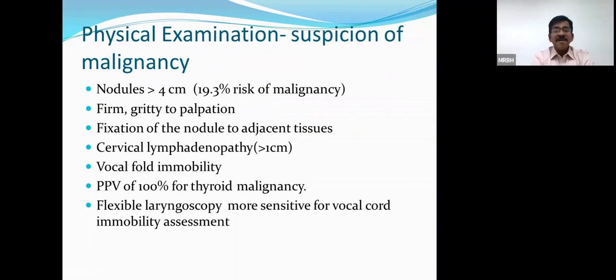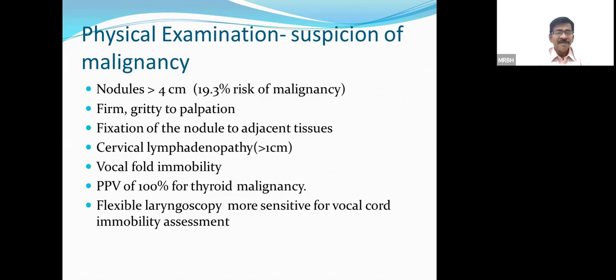What are the indicators of malignancy on clinical examination? Nodules more than 4 centimeters in size have a higher risk of malignancy. Nodules that are firm or gritty to palpation have a higher risk. Fixation of the nodule to the adjacent structures. Associated cervical lymphadenopathy of more than 1 centimeter is suggestive of a metastatic node.